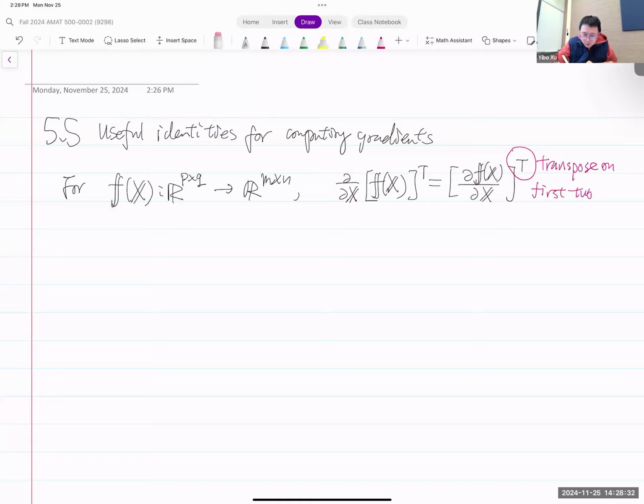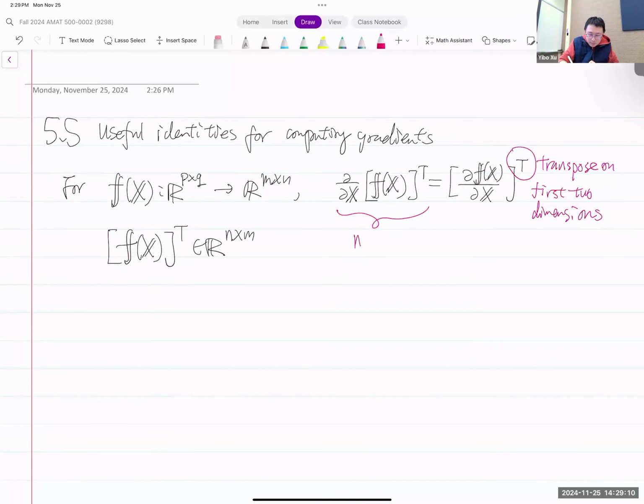Yeah, let me erase it. First two dimensions of the tensor. So what do we mean? If you think about f of x, this is mapping an input x, a p by q matrix, to an output of n by n matrix. So when you do the transpose of the final result, it's going to be a matrix that's n by n. Now this is the matrix output. So here, this thing is this n by m output. You do the partial derivative, you do the gradient. This is n by m by p by q.